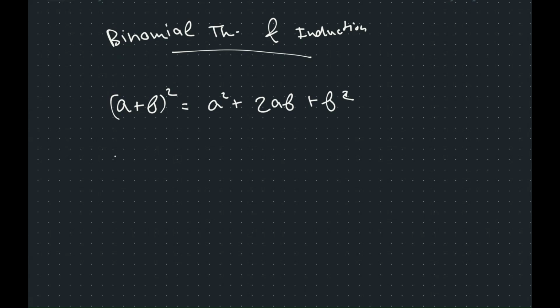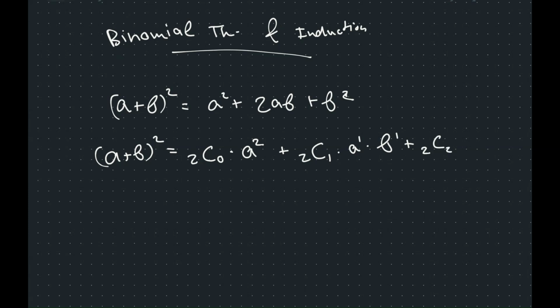So let's do it. So if we have a plus b squared, we will start by 2C0 times a to the power of n, which is 2. So a squared, and then we have b to the power of 0, which is 1, plus 2C1 times a to the power of 2 minus 1, b to the power of 1. Now 2 minus 1 is just 1, right? So a to the power of 1 times b to the power of 1. And then plus 2C2 a to the power of 0, b to the power of 2. So just b to the power of 2.